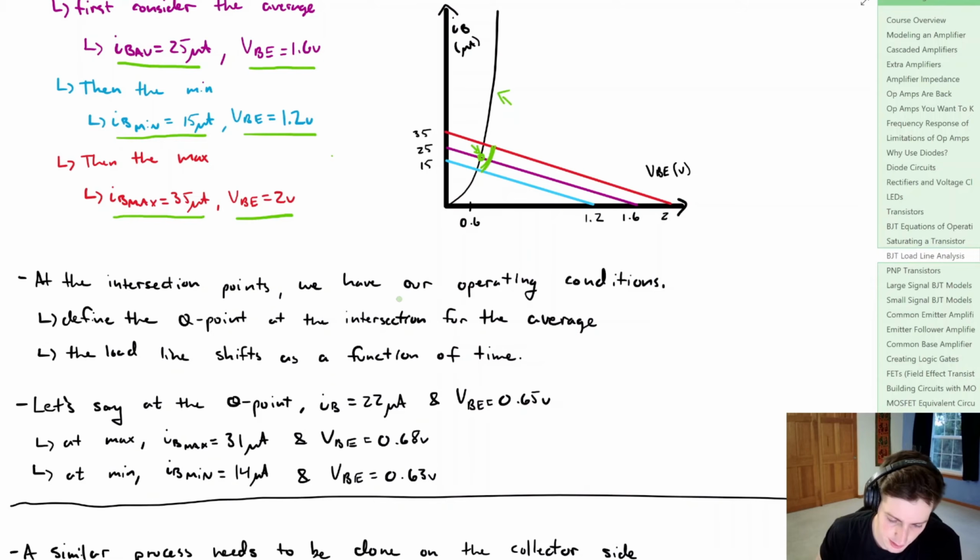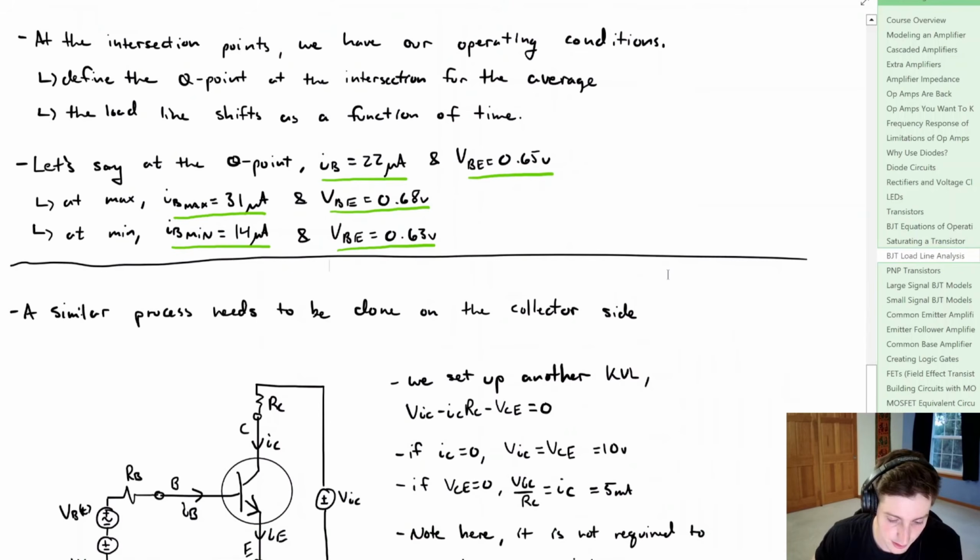So at the Q point, let's say that the base current is equal to 22 microamps and VBE is equal to 0.65 volts. At the max, it's 31 milliamps with VBE equal to 0.68 volts. The min is 14 milliamps with VBE equal to 0.63 volts. Notice here we're still within that 0.6 to 0.7 volt drop for VBE. So that's how we work with the base side of the NPN.